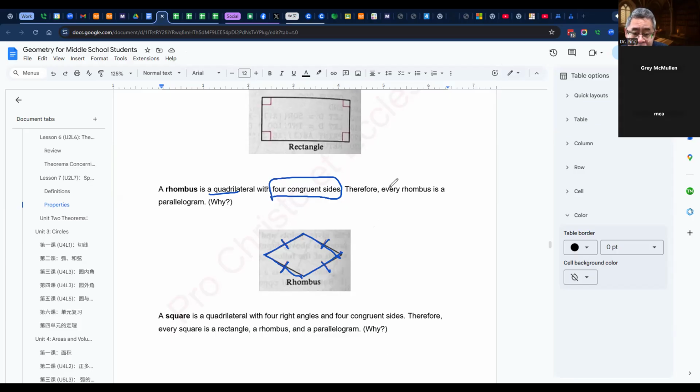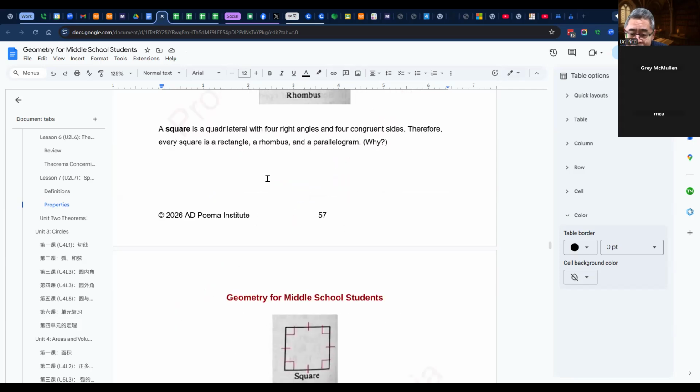let's look at a square. Square is special, so actually it's pretty easy to prove that a square is equilateral with four right angles. And so therefore, a square is a special rectangle and also has four congruent sides. So it's also a special type of rhombus. And we know that a rectangle is a parallelogram, so therefore a square is also a parallelogram.